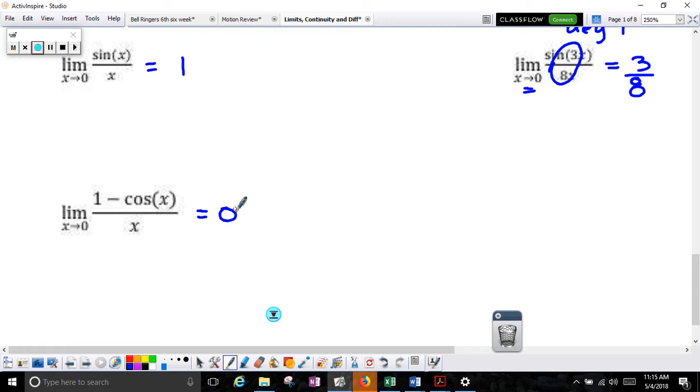Okay, there's a couple more practice problems we're going to do on the back of this page, so find the next video for those.